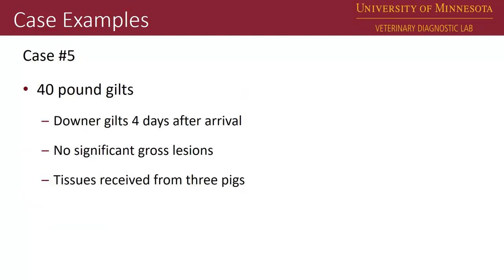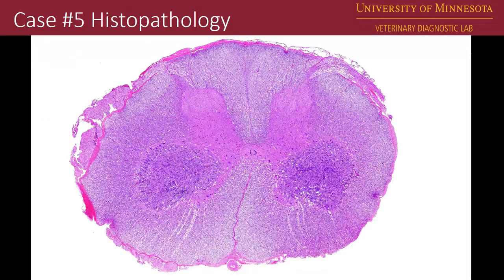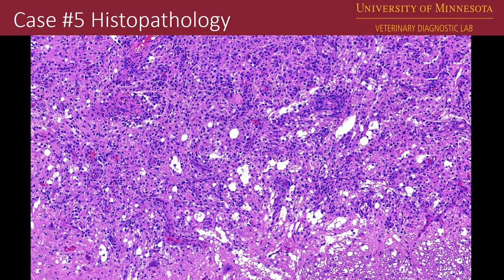Last case, 40-pound gilts. These are downer gilts. About 4 days after arrival, they'll go down. No gross lesions. 3 pigs, we had tissues received. And so in this case, we have lesions in the gray horns, but these are very symmetrical. It's hard to determine what's going on at this magnification, so we'll go up to a higher magnification. So what we have here are a lot of neurons that are degenerate. Some of them are necrotic.